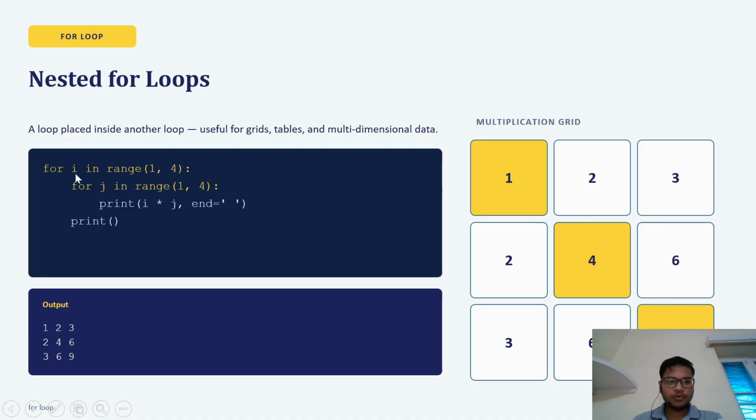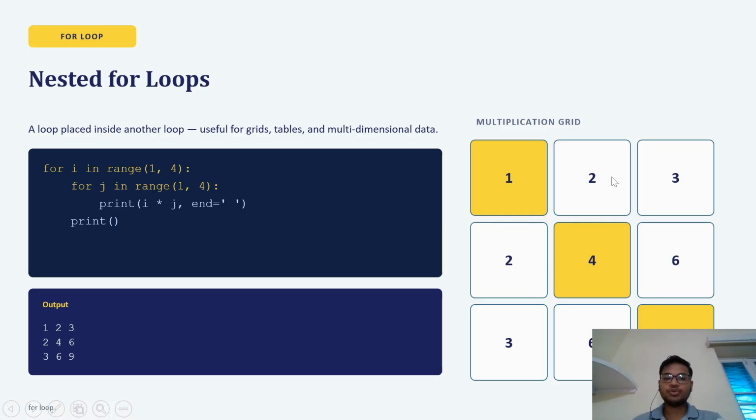So for i in range 1 to 4, that's correct. This is the row. That's 1 to 4, which means 1, 2, and 3. The output is 1, 2, and 3. Correct. For j in range 1 to 4, this is about the column. 1 to 4, 1, 2, 3. Correct. That's all good.